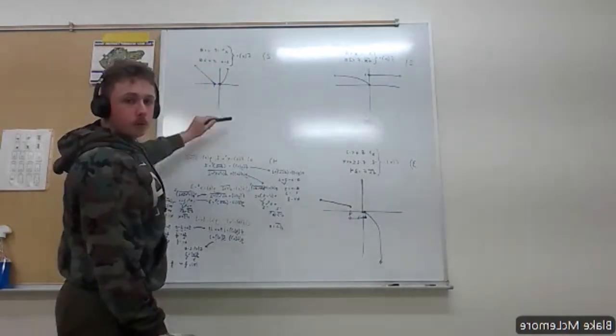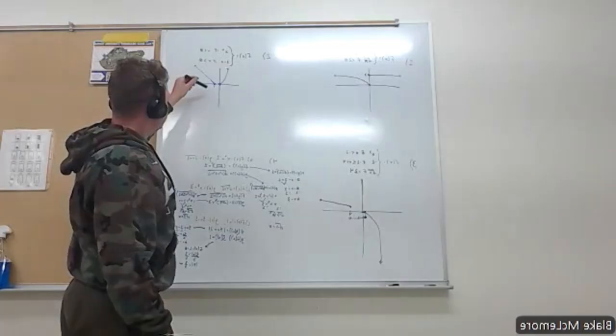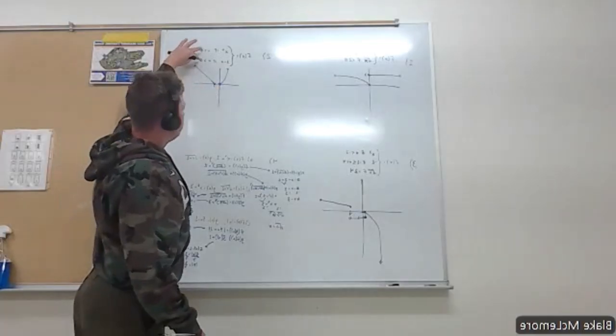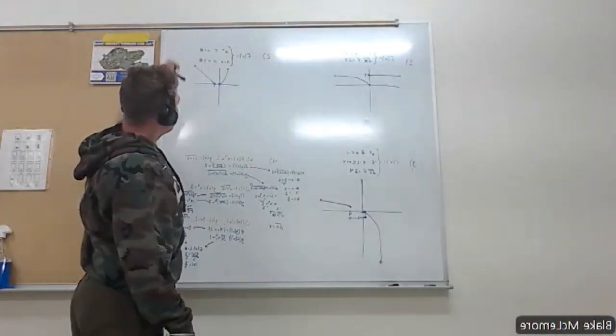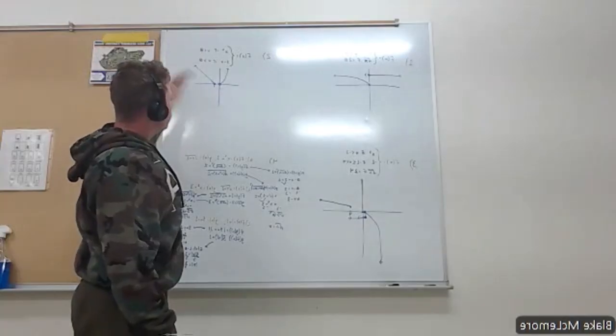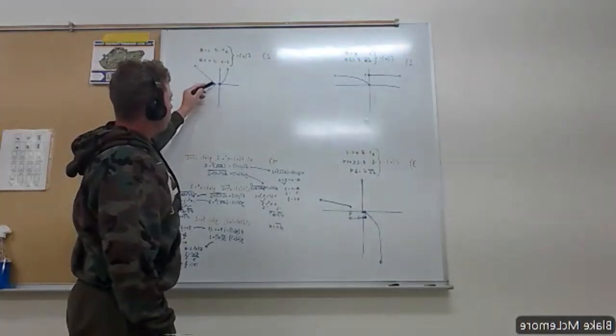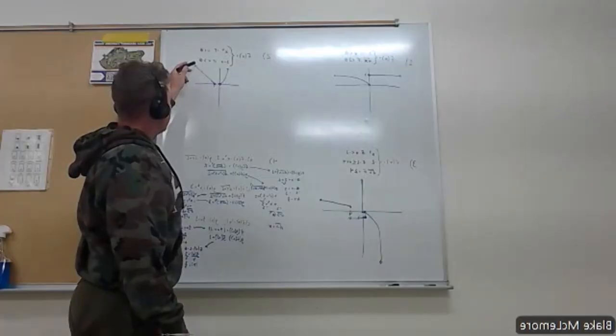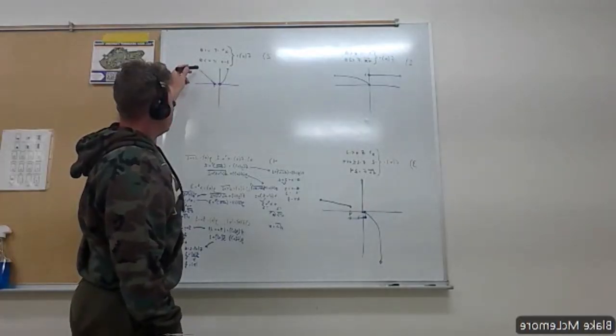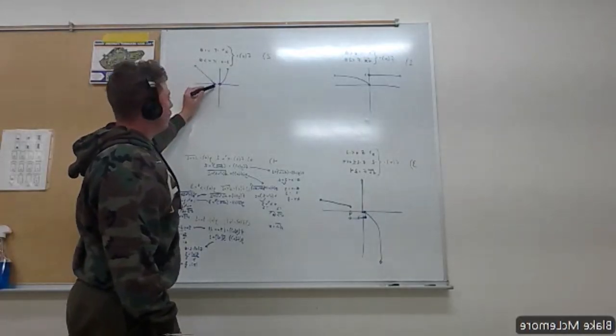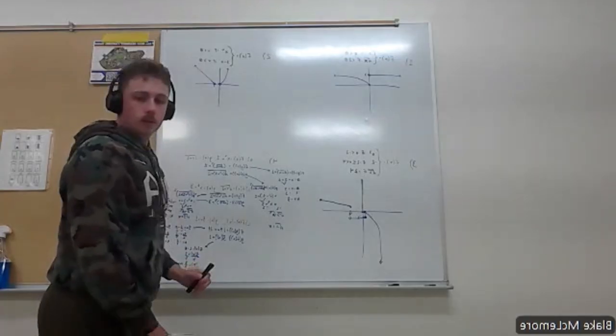It goes, and then both of these are open circles because of the greater than signs. And then you erase that half because it has to be greater than 0. So you go, right?